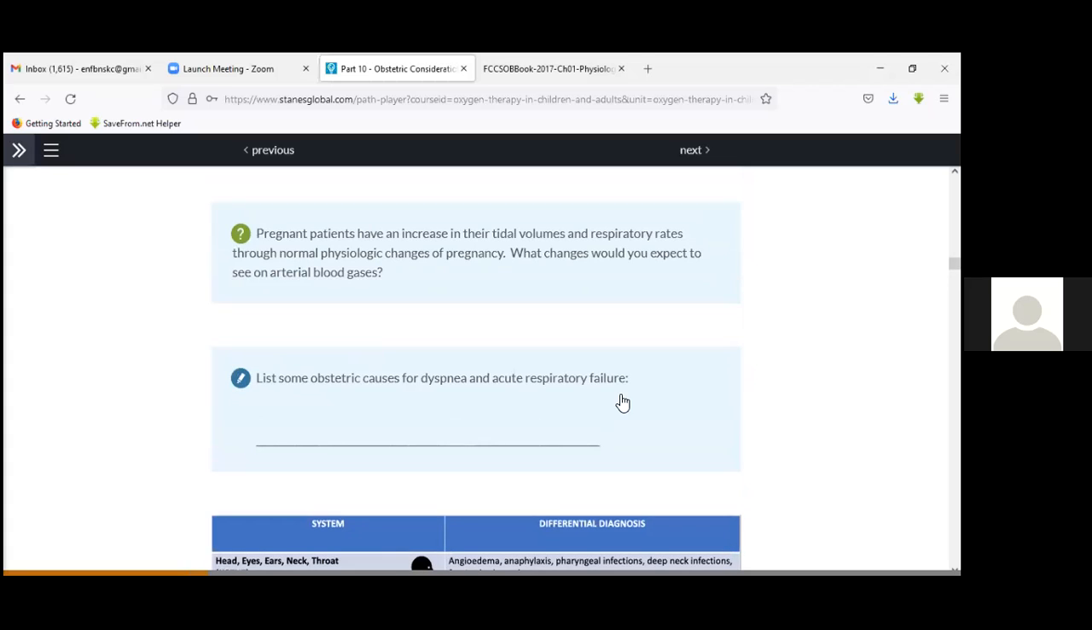Okay. List some obstetric causes for dyspnea and acute respiratory failure. Can we list some of the causes, obstetric causes for dyspnea?